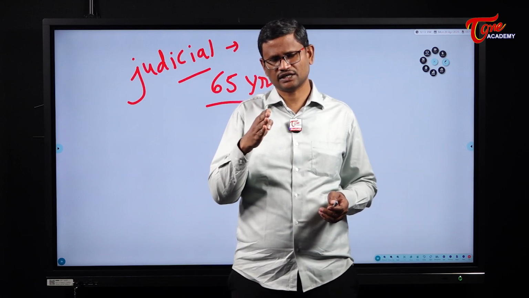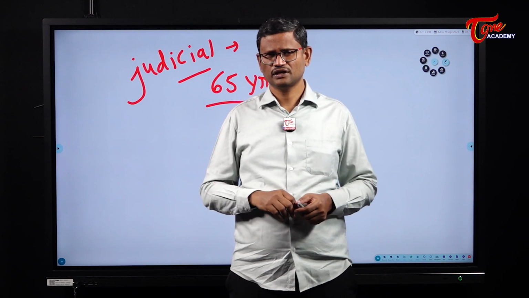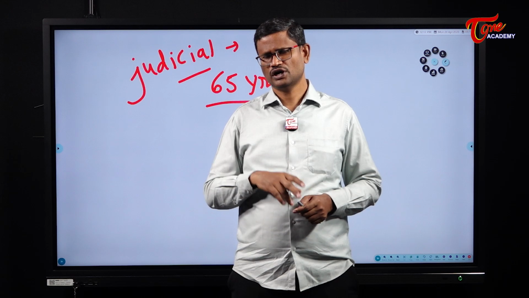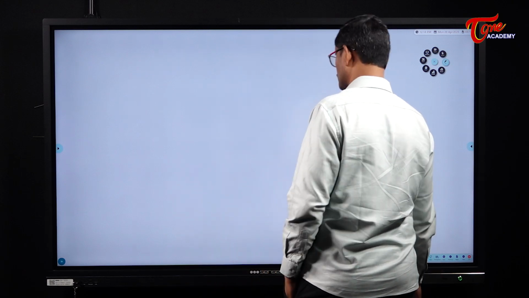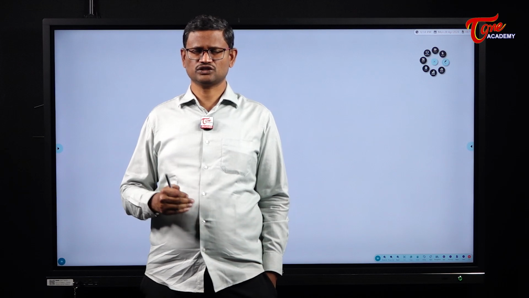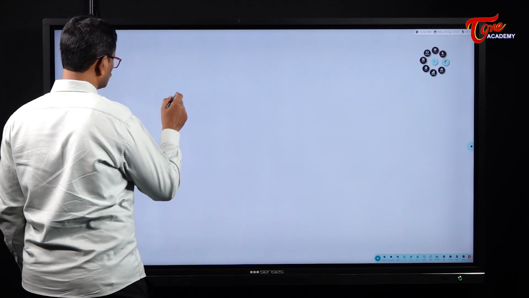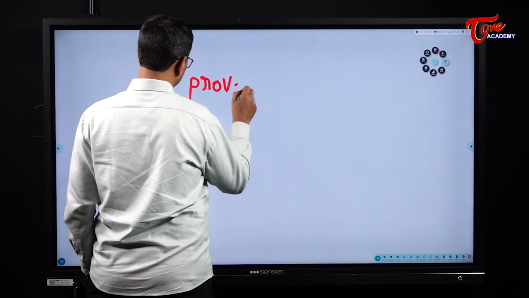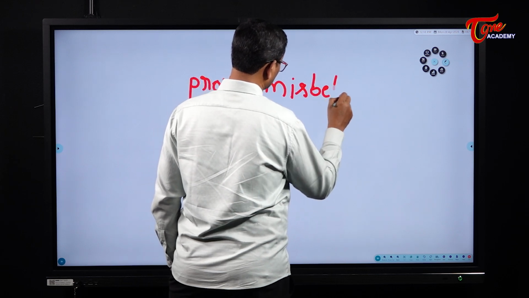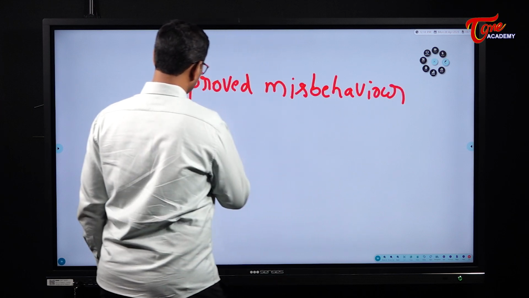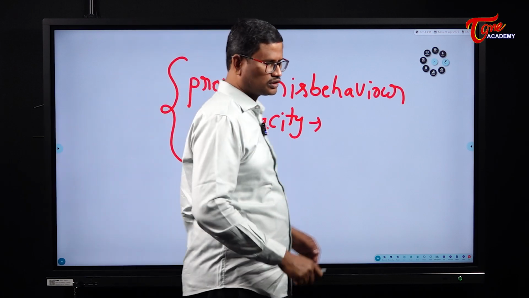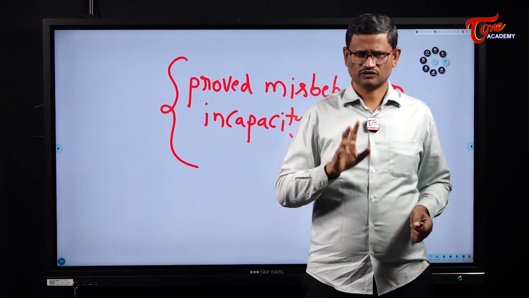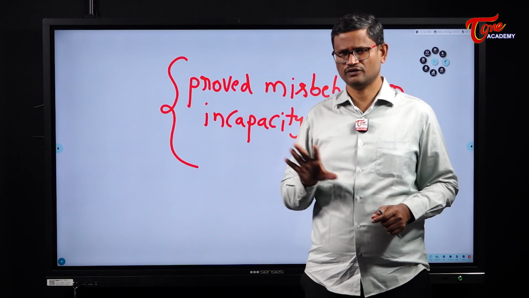The independence of the judiciary is guaranteed by a number of provisions. The first one is security of tenure. A judge of the Supreme Court and a judge of the High Court have the security of tenure, which means it's very difficult to remove them, because it was laid down in the Constitution that they can be removed on two grounds. One is proved misbehavior. The other one is incapacity. Proved misbehavior and incapacity. So these are the two grounds laid down in the Constitution of India.